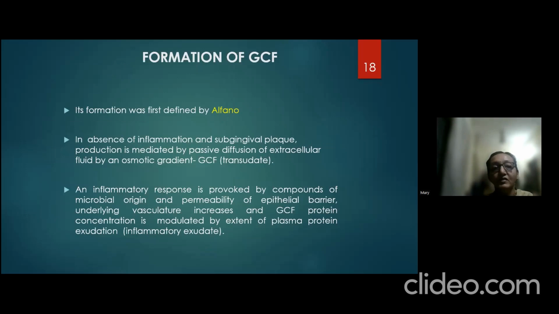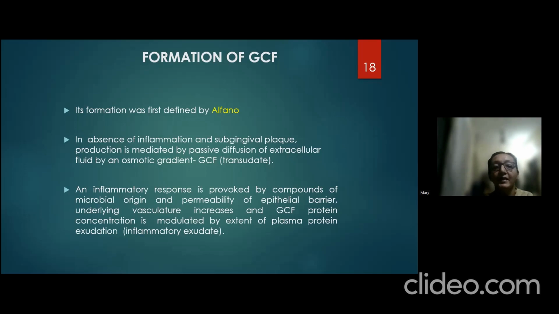Now, the formation of GCF was first described by Alfano, and here he described that in the absence of inflammation in subgingival plaque, the production is usually mediated by a passive diffusion of extracellular fluid by an osmotic gradient. So the fluid produced here is a transudate.